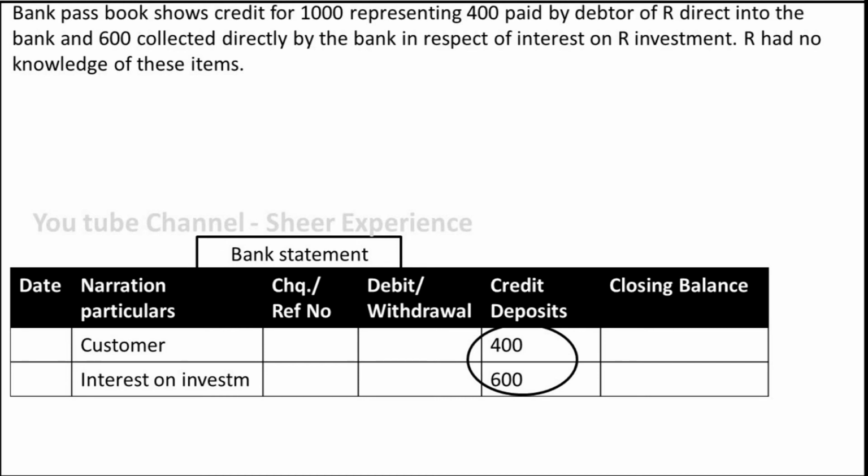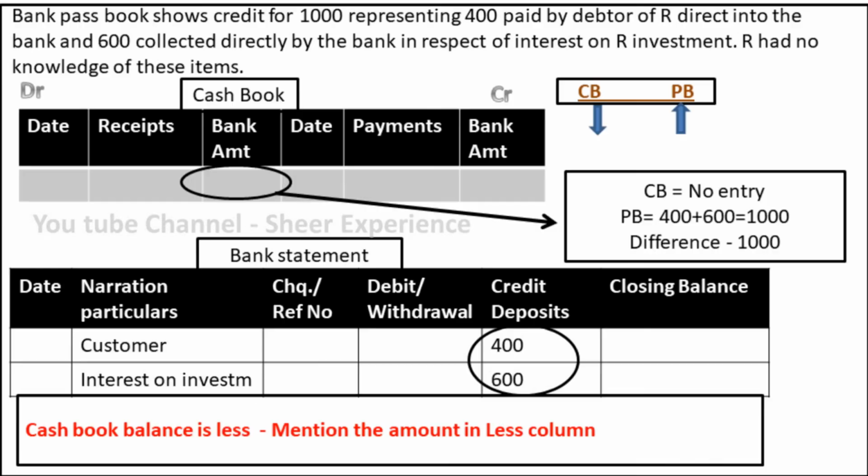So in the bank statement we can see 400 and 600 in the deposits column. Since we are not aware of these transactions, we have not recorded any entry in the cash book. The difference between cash book and passbook is 1000. If the difference is related to receipts or deposits, it increases the closing balance. That is the reason the bank balance is more than the cash book balance. Here I am preparing the bank reconciliation statement with the overdraft passbook balance, so I am checking only the cash book balance. Here the cash book balance is less, so I will mention this 1000 in the less column.